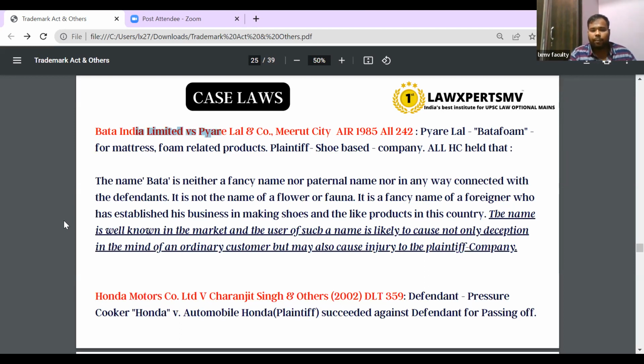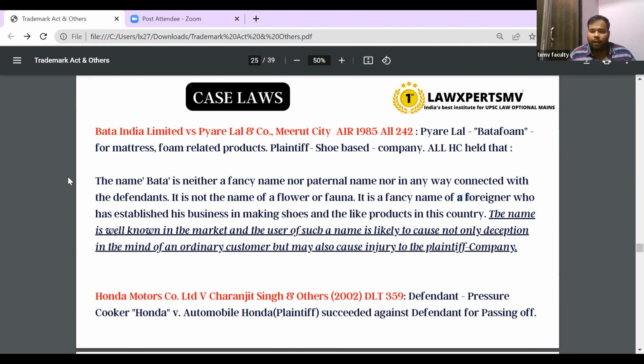Bata India Limited versus Priory Roll. In this case, this particular person, Priory Roll, was opening a manufacturing unit under a brand name known as Bata Foam. And we all know the word Bata is normally associated with the shoe-based company. The court said in this ratio that the name Bata is neither a fancy name nor a paternal name, nor in any way connected with the defendant, Mr. Priory Roll, and it is not the name of any flora or fauna. It is a fancy name of a foreigner who has established himself in this shoe-based company.